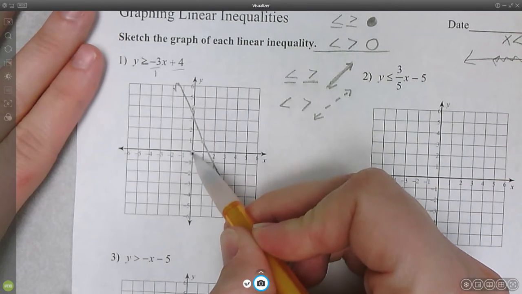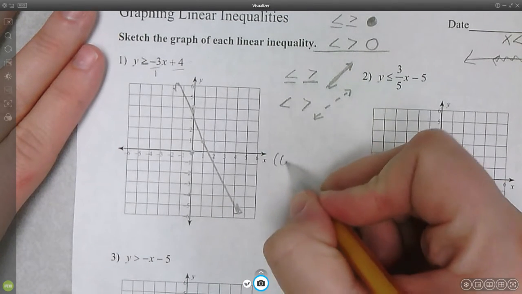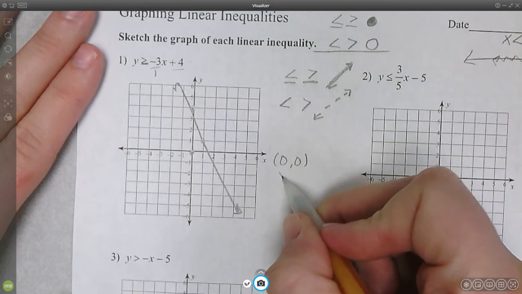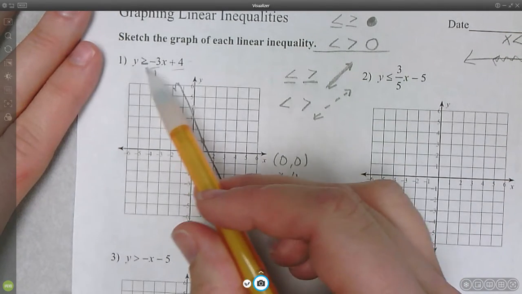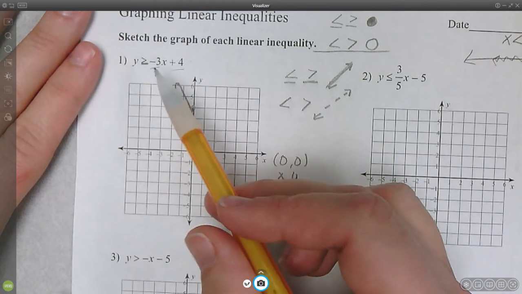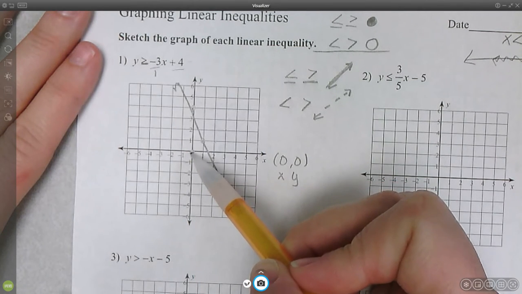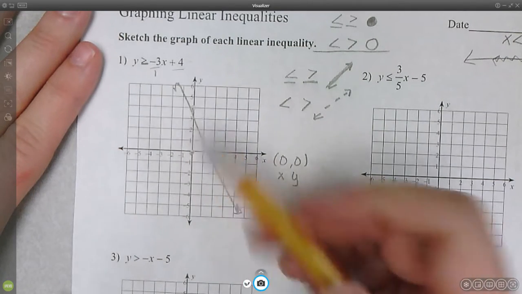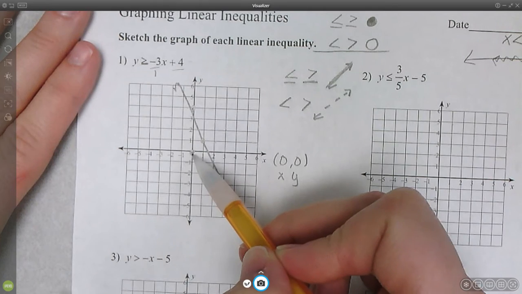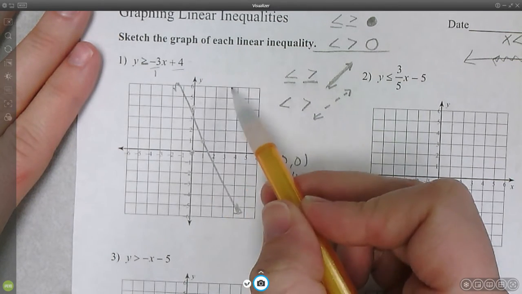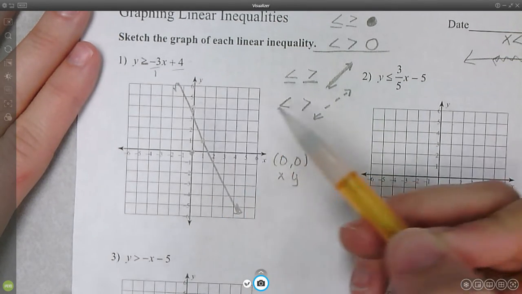So if I take this point, 0, 0, 0 is your x value, 0 is your y value, and I plug that in for x and y up here. If it is a true statement, that means that this point is a solution to this inequality, and I would shade on this side. If it's false, that means 0, 0 is not a solution, which means everything on this side has to be a solution.